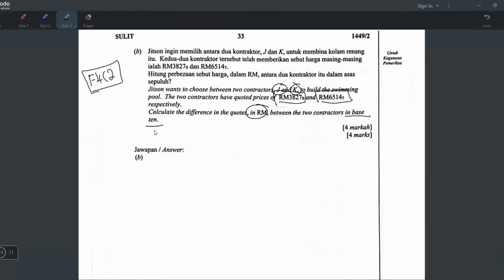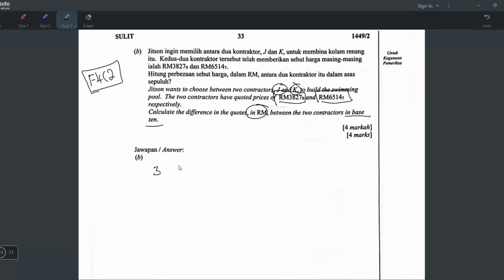So how do we do this? First, I have to change both these numbers to base 10. After changing to base 10, only then do you find the difference. But sir, what if I find the difference first? You can't. How can you find the difference when they are in different bases? You can't subtract if the bases are not the same. The only way is to convert to base 10, then subtract. You can't subtract first and then convert to base 10. It's not possible.